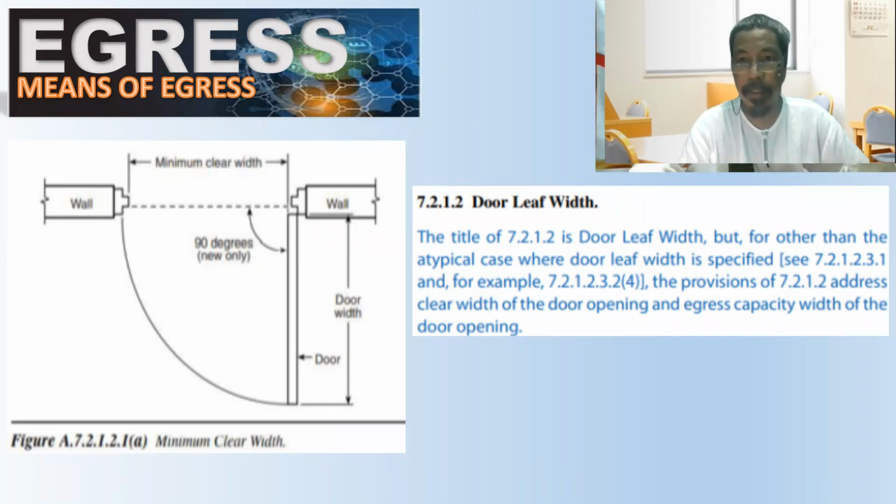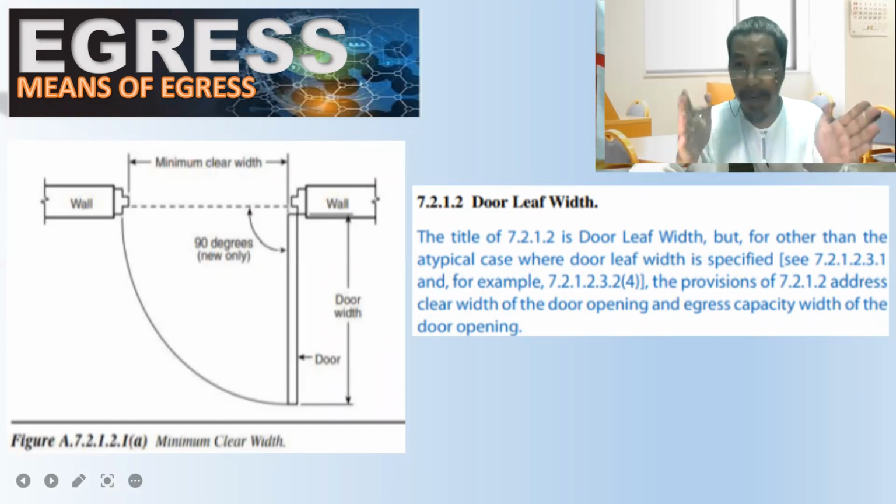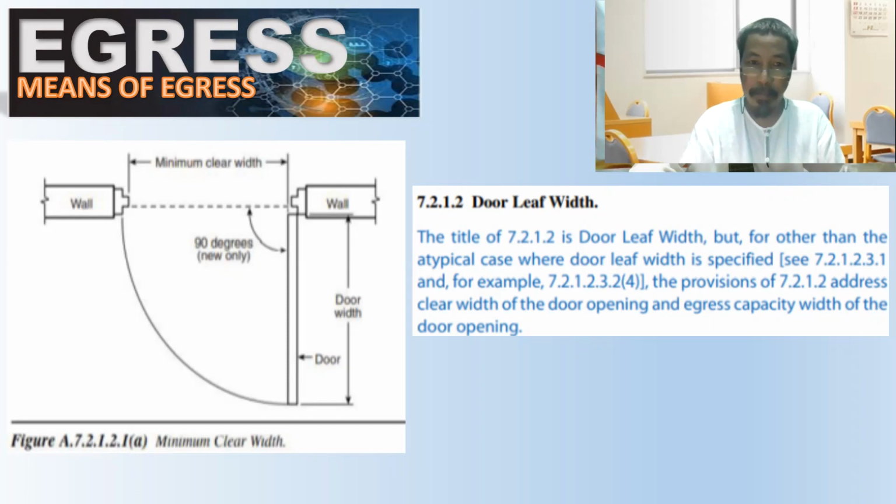So minimum clear width means that this clear width is where the occupants of the building will pass in order to get out of the building. It is the space available for us. For example, if there is a fire incident, there might be some people going out through this door simultaneously, for example 2 or 3 persons going out at the same time. It is possible.